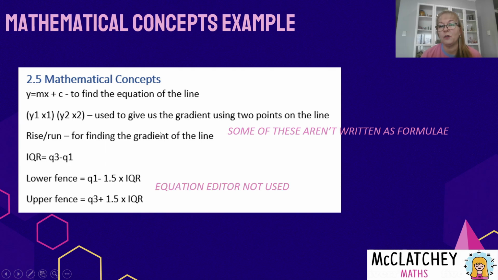Once again, they haven't used equation editor. You can see the difference from the previous slide, how much easier it is to read, whereas these ones here, at y1, it's no longer a subscript. It should be a subscript because it's a naming convention. Now it looks like 1 multiplied by y, which is something completely different.